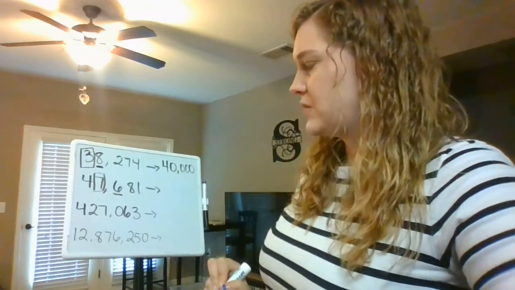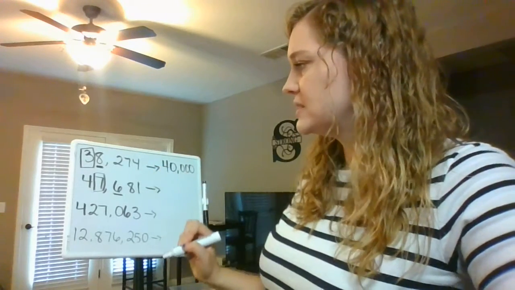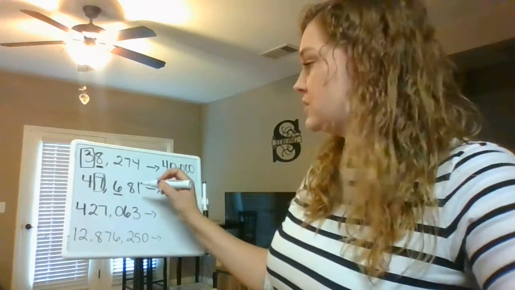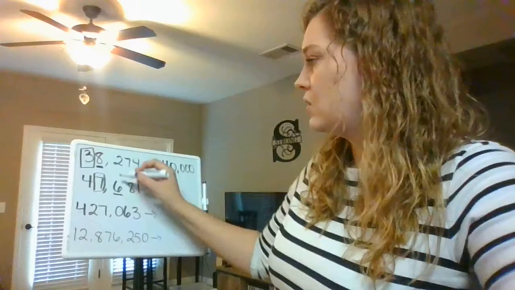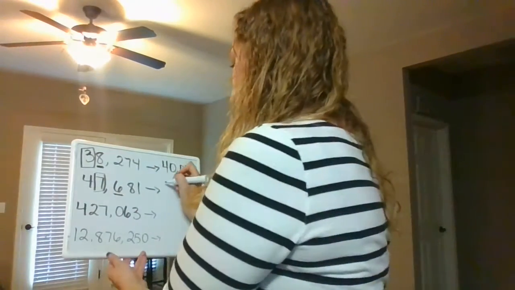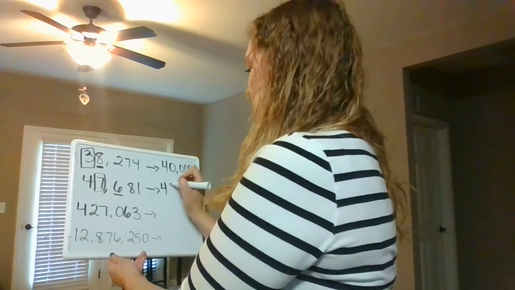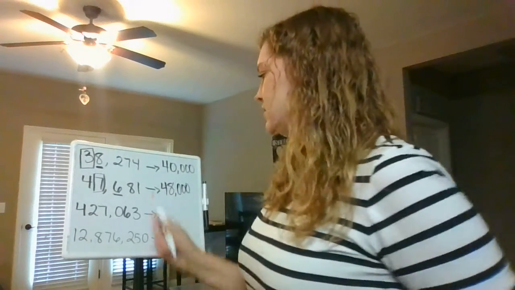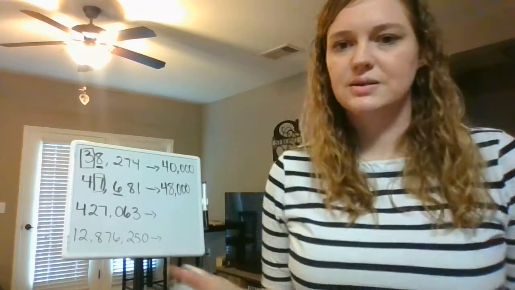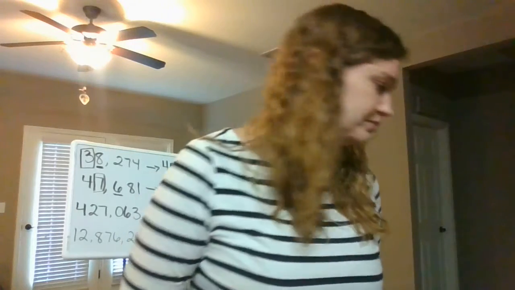So that's this place right here. So this is a 6 right next to it. And so that means we need to round up. So the 7 becomes an 8. So the 4 stays the same, 7 becomes an 8, and everything after it becomes 0. So it becomes 48,000. Simple as that.